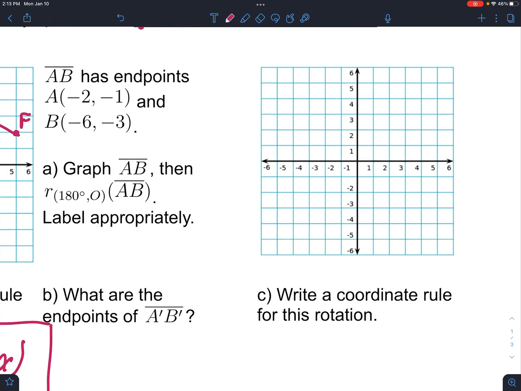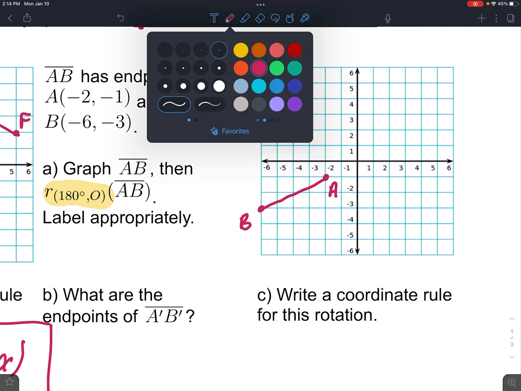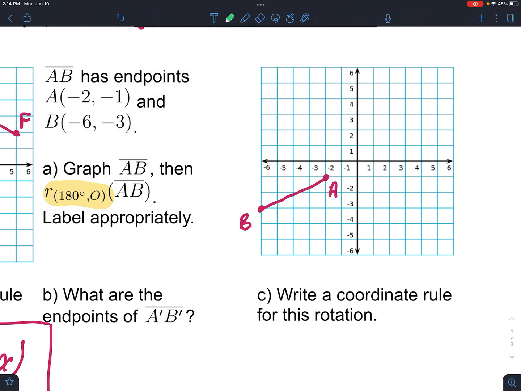Let's do this again. So -2, -1, -6, -3. It's B, this is A. And this time we want to rotate it 180 degrees about the origin, which is just two 90-degree rotations. Okay, so we can just perform the same exact thing and just go one rotation farther.